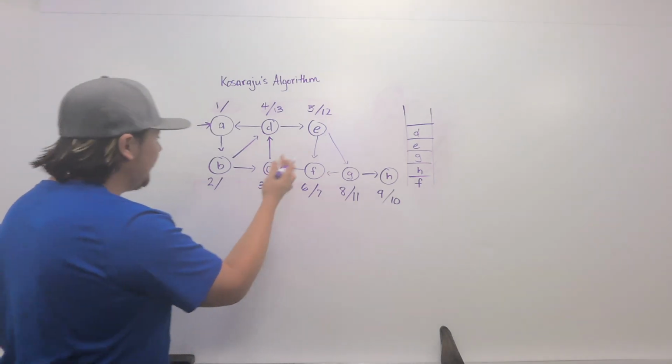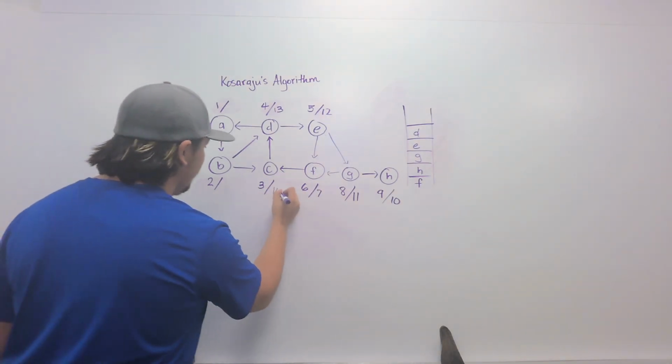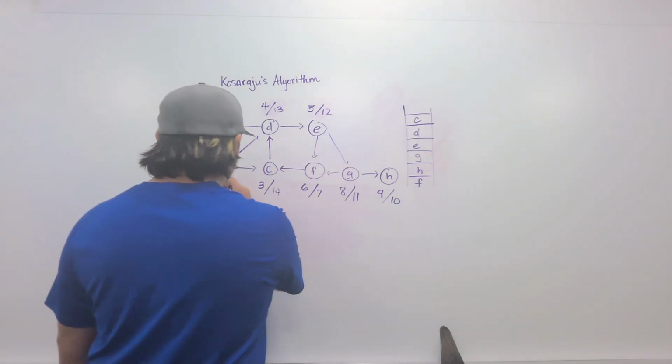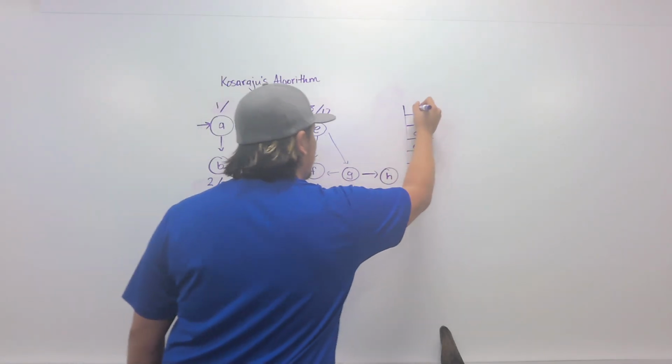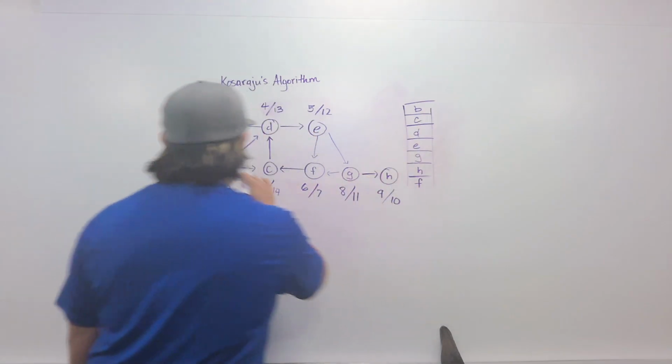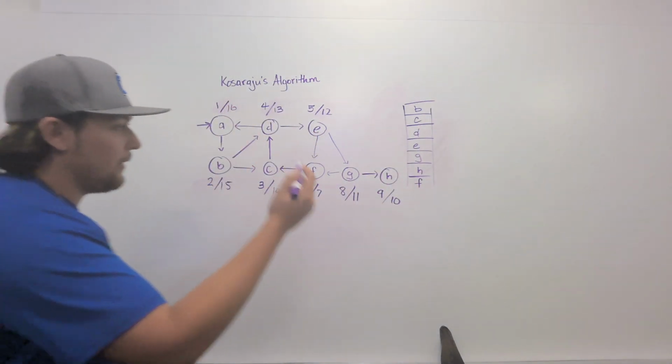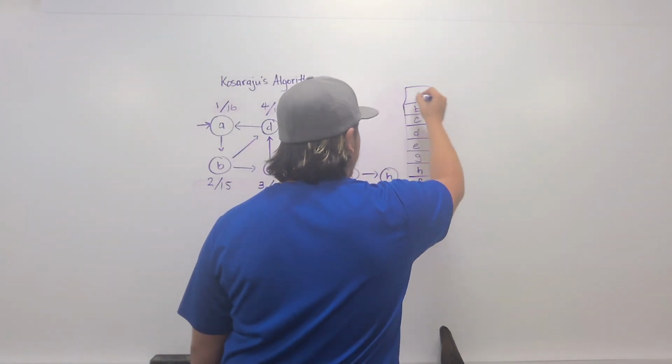Backtrace back to C. Anywhere C can go? No. 14. Push it onto the stack. B. 15. Push it onto the stack. And then lastly, A. We're going to label it 16. And then we're going to finally push that last one onto the stack.